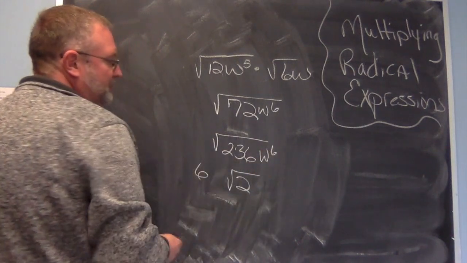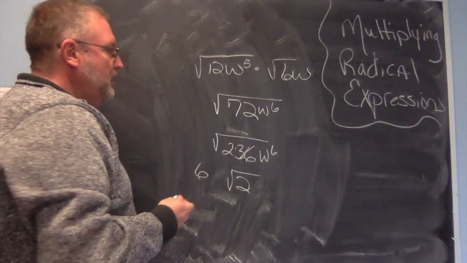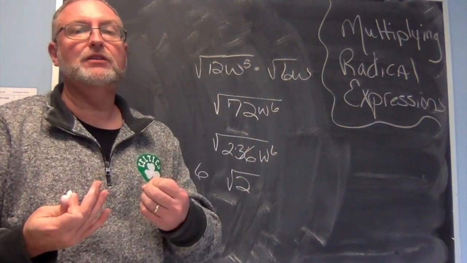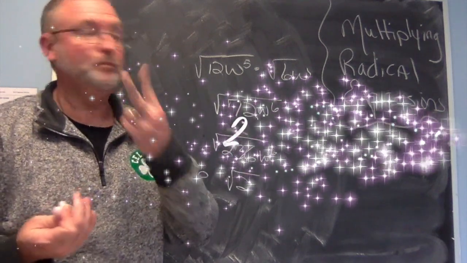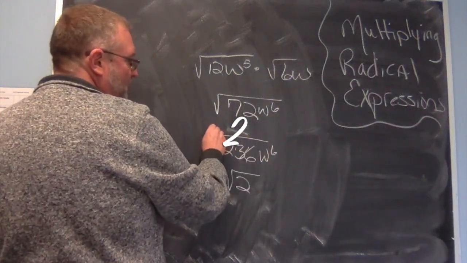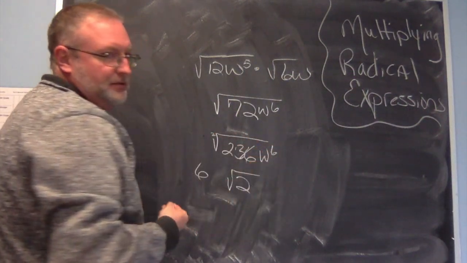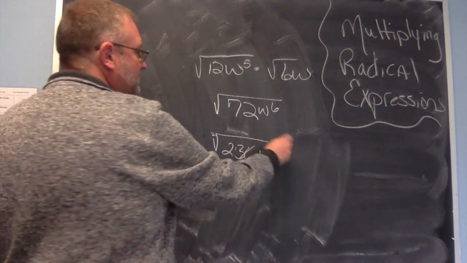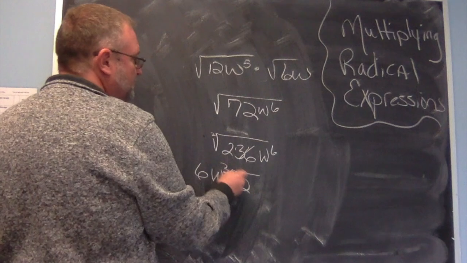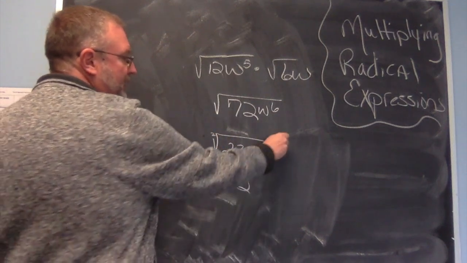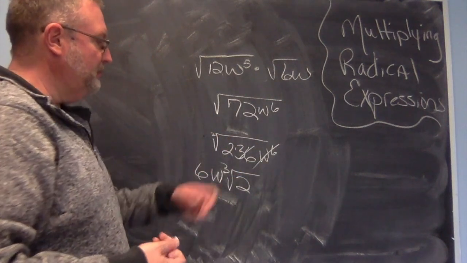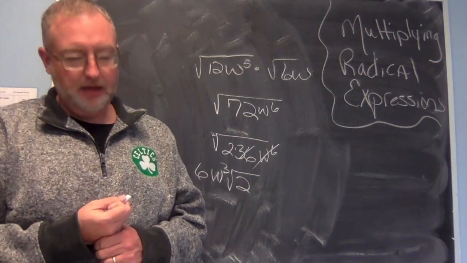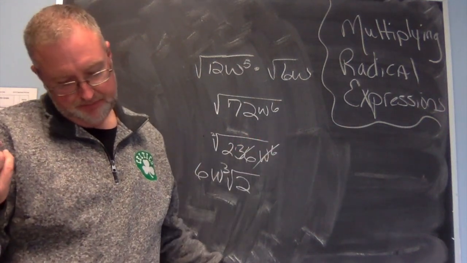Now let's deal with the w to the 6th. Again, what's the index here? Even though there isn't an index written, there technically is one. What is that little number that's hidden? 2. Remember, when we have letters, you just divide the index into the exponent in the radicand. So w to the 6th gives me w cubed, since 6 divided by 2 is 3. That takes care of all of them. So 6w cubed times the square root of 2. Should be easy.